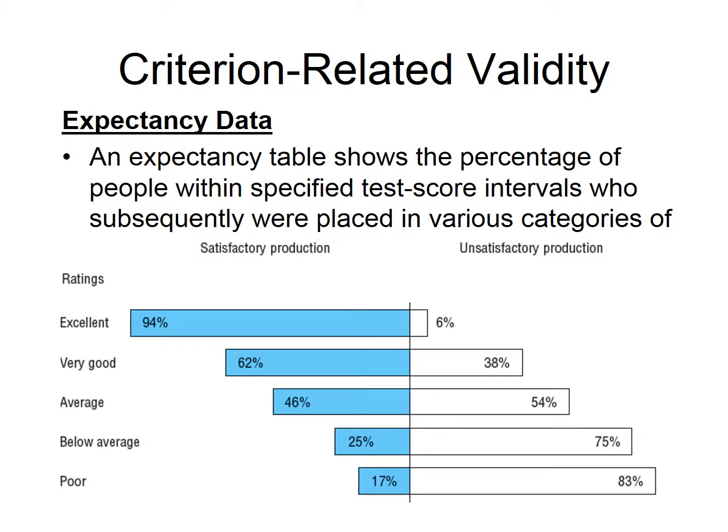Now, if we found a different relationship, if you look in the middle bar, the average rating, 46 to 54, if we found similar relations like that at the poor level, at the excellent level, at all levels, we would not have predictive validity. We would basically say our measure is not related to what it's supposed to be. Our measure is supposed to be a predictor of performance. However, it doesn't really predict performance.